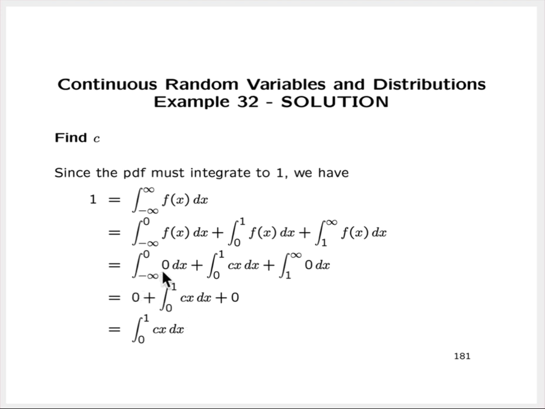Now, when we integrate the 0 function over any interval, that integral is going to be equal to 0. And so the first integral here is 0, and the third integral is 0. What we have left is the integral from 0 to 1 of c times x. So we've got that simplified there. So we know that 1 is equal to the integral from 0 to 1 of c times x.